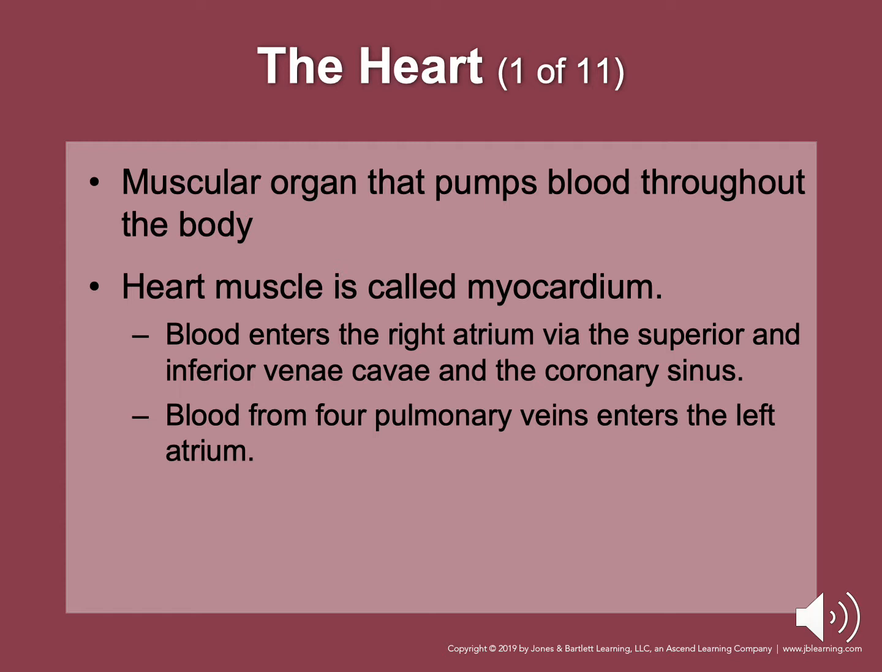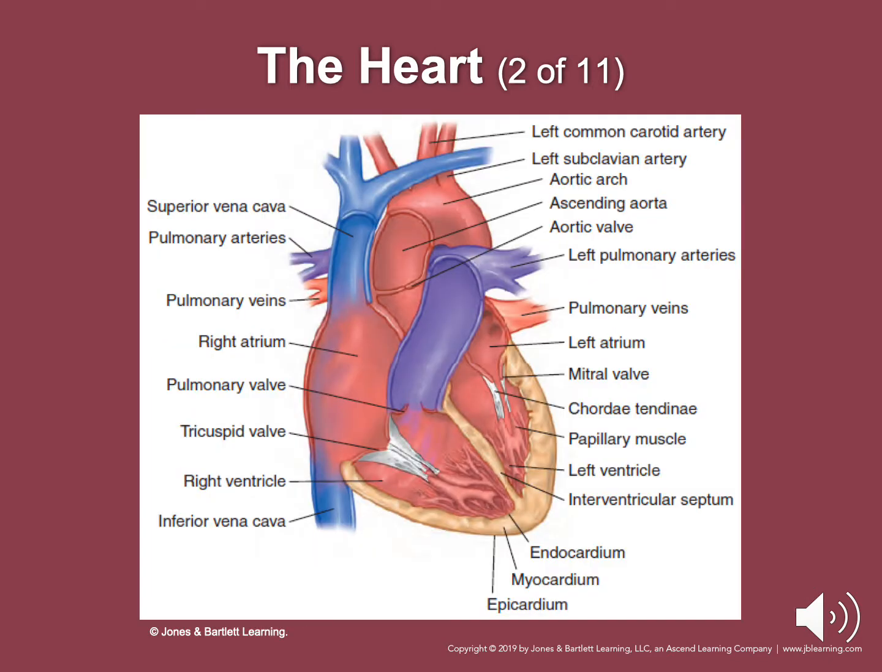Each atrium receives blood that is returned to the heart from the body and other parts. Each ventricle pumps blood out of the heart, and blood enters into the right atrium via the superior and inferior vena cava and the coronary sinus. Blood from four pulmonary veins enters the left atrium. Between the right and left atria is a depression, the fossa ovalis, which represents the former location of the foramen ovale.